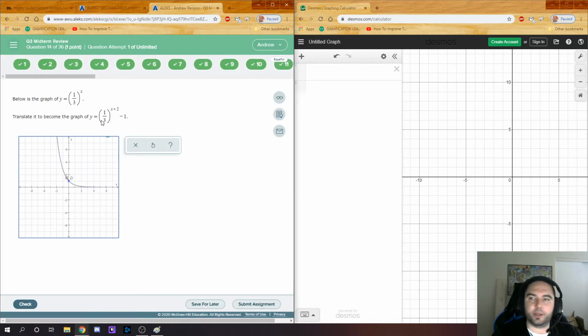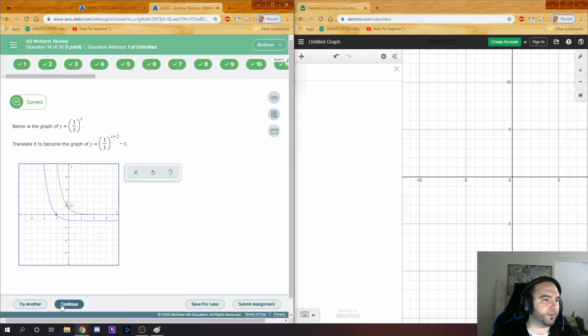1/3 to the x is being converted to 1/3 to the x plus 2 minus 1. So the minus 1 at the end, I'll start with that. It moves it down 1. The plus 2 in the exponent moves it 2 to the left. Remember, exponents do opposites. Got to remember that rule. Very important.